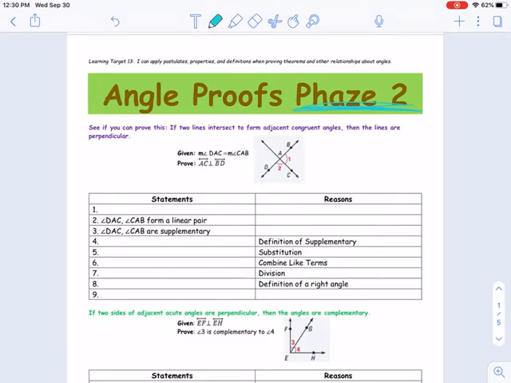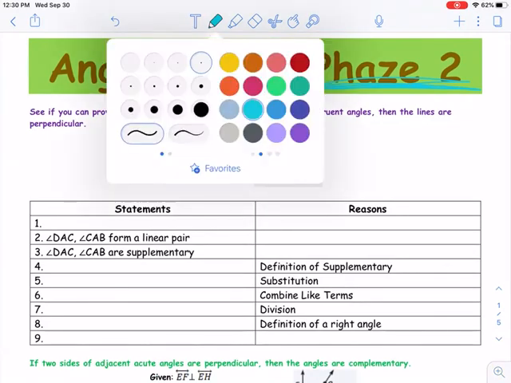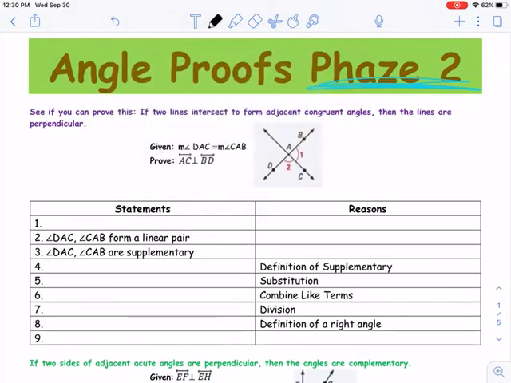If you can prove this, see if you can prove this. If two lines intersect to form adjacent congruent angles, then the lines are perpendicular. And this is just a plethora of new information. Only the second day we've ever seen it. So it might seem a little crazy, but we'll get through it. You'll learn a lot. You'll become better. So I'm just filling in my first statement and my first reason.